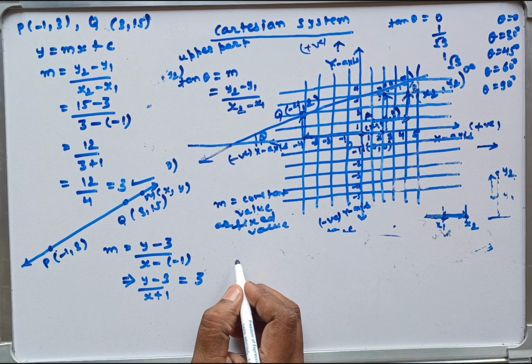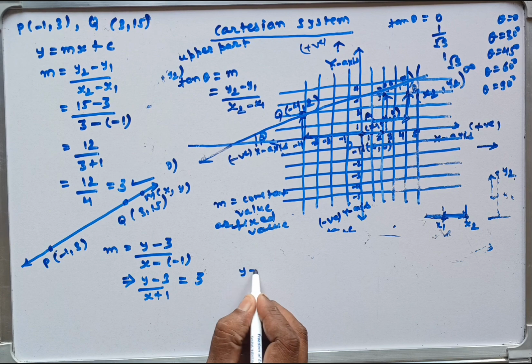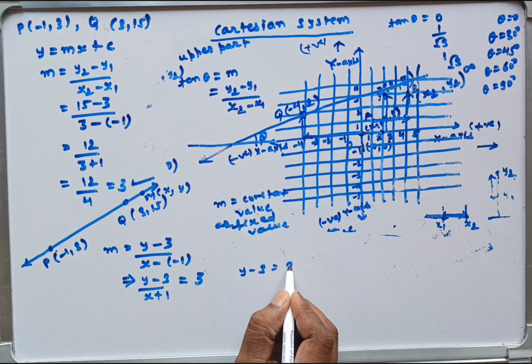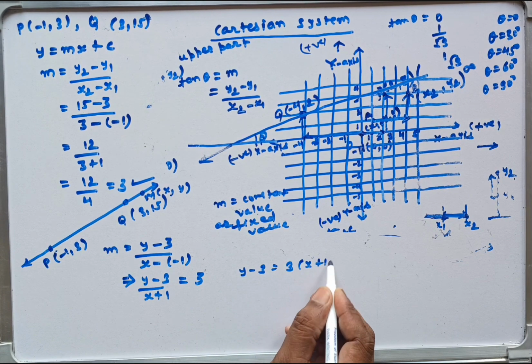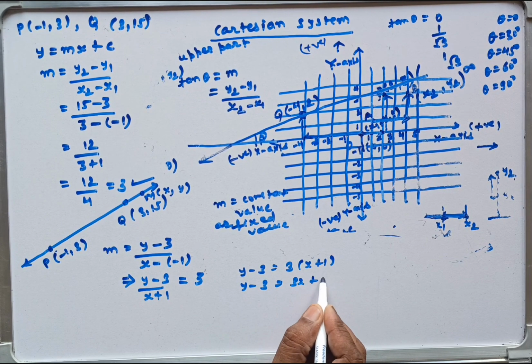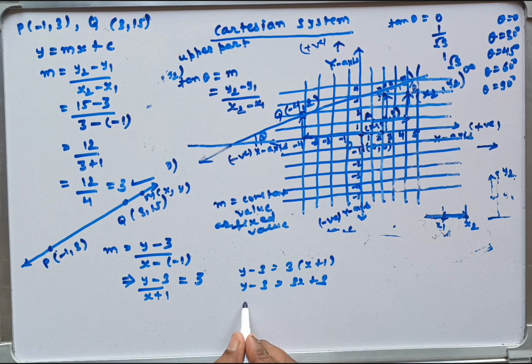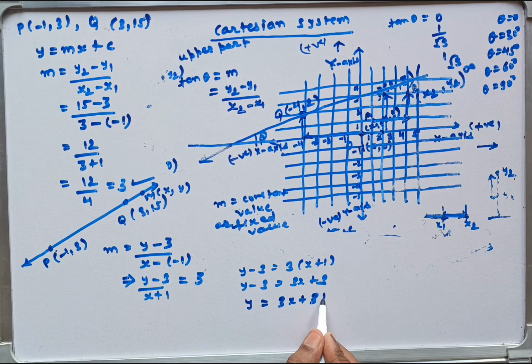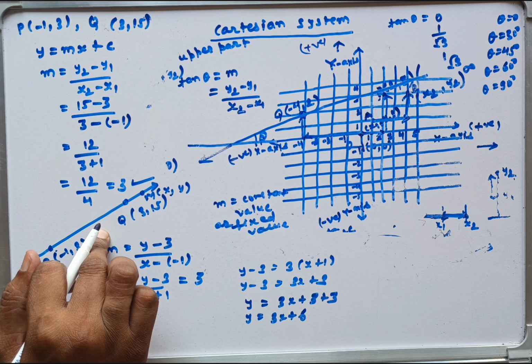So guys, we can write y minus 3 equal to 3 into (x plus 1), or y minus 3 equal to 3x plus 3. So y equal to 3x plus 3 plus 3, which is y equal to 3x plus 6. Now this is the equation of a straight line which passes through the 2 points.